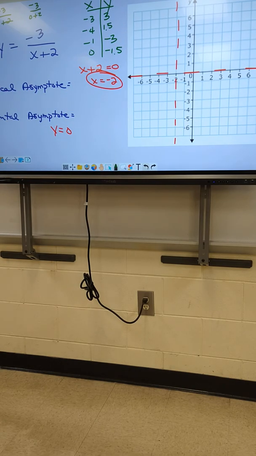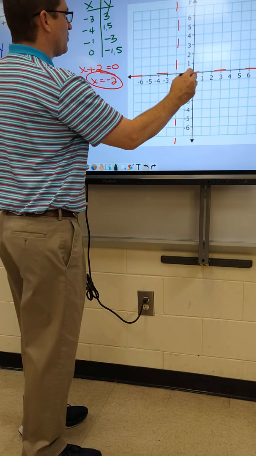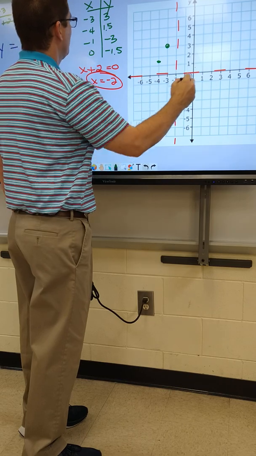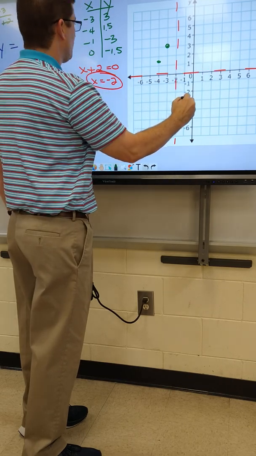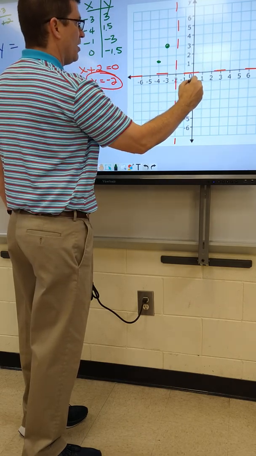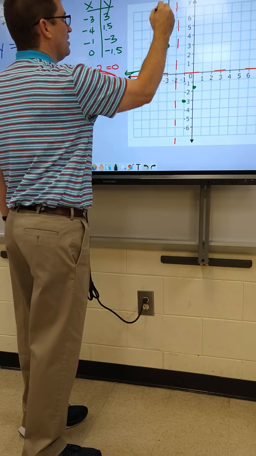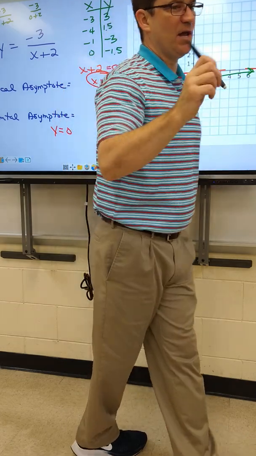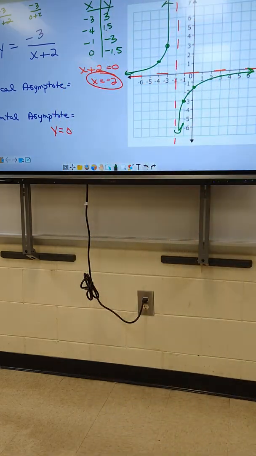We good? All right, so now let's graph it. Negative 3 up 3. Negative 4 up 1.5. Negative 1 down 3. 0 down 1.5. I got a curve on this side, and I got a curve on this side. Remember, it's always going to be curves. They never cross the dotted lines.